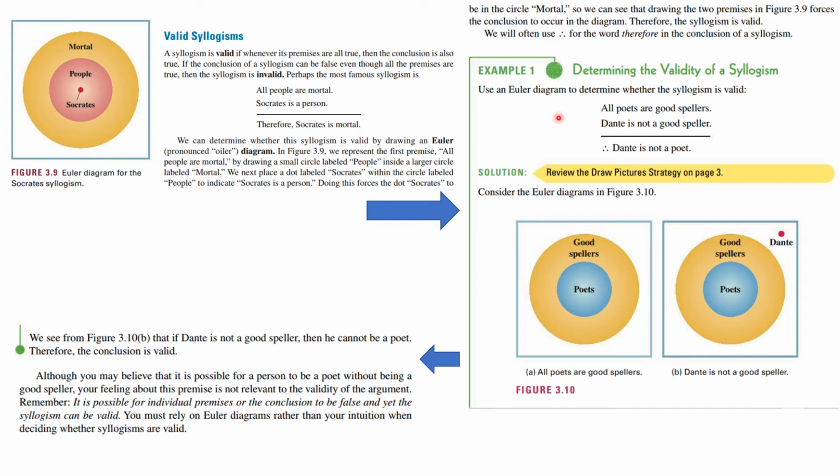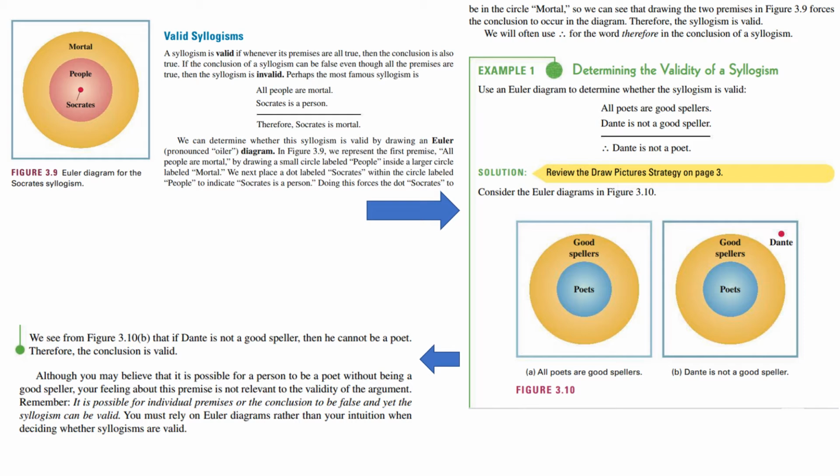Let's look at another syllogism here in example 1. All poets are good spellers. Dante is not a good speller. Therefore, Dante is not a poet. Well, when we start doing this, all poets are good spellers will look like this. But then Dante, we know, is not a good speller, so he's outside that circle. So can we conclude that Dante is not a poet? And the answer is yes, we can. Therefore, this conclusion is valid.